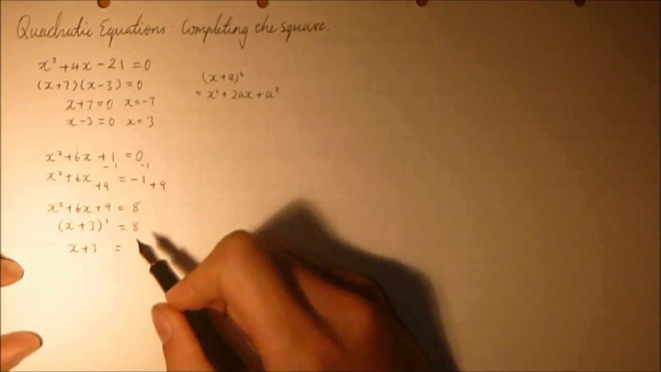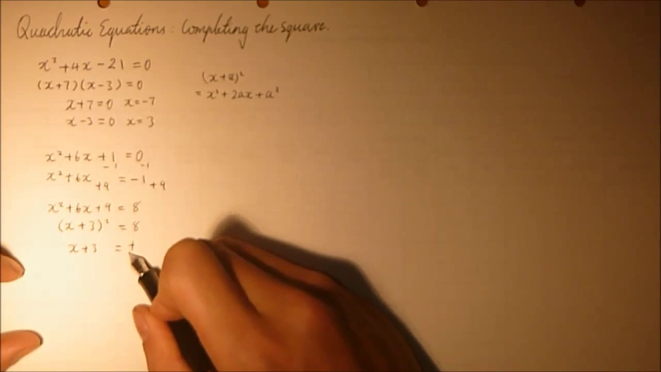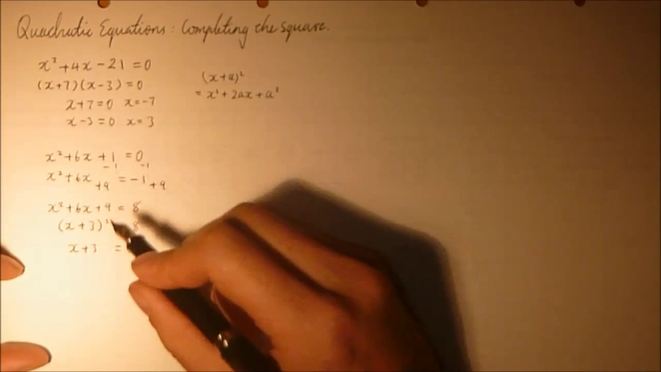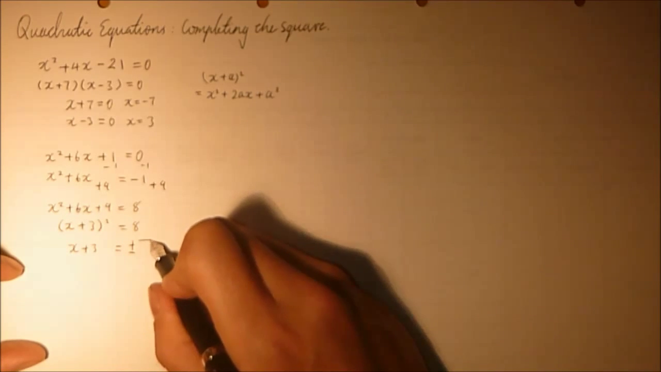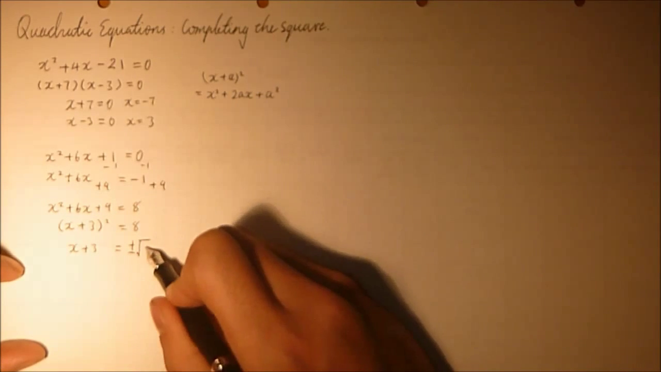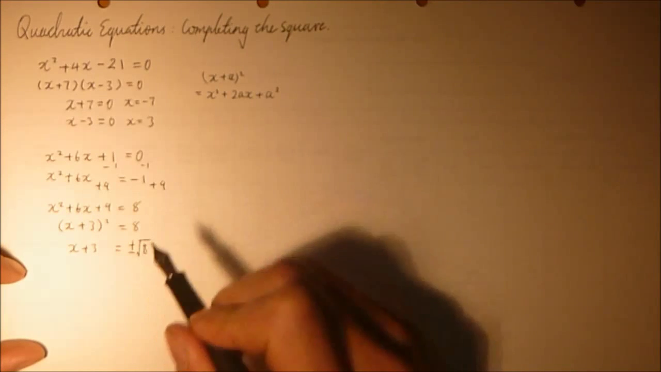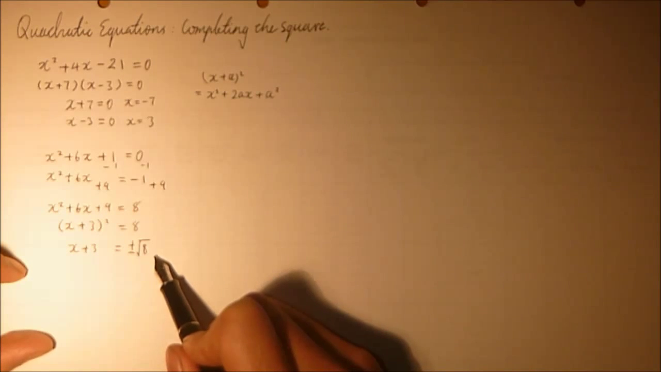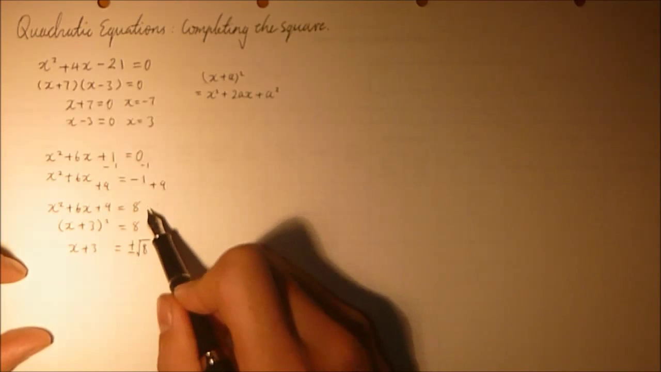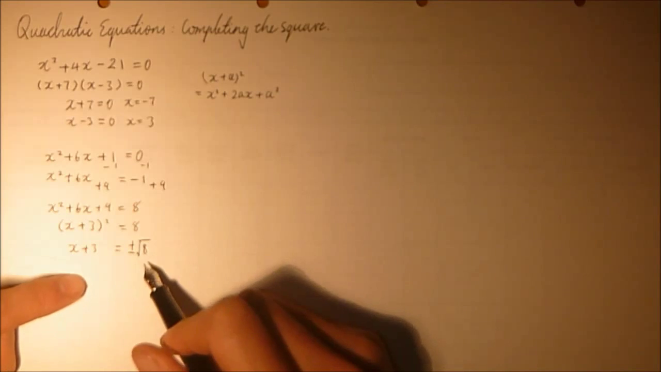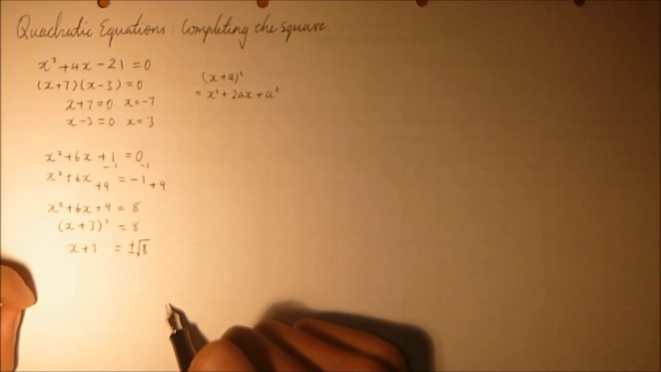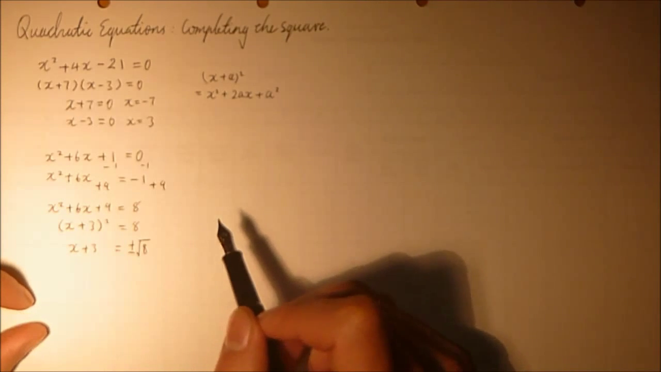One thing to pay attention to is that both positive and negative numbers, when squared, will yield a positive solution. So when you square root a number, you have to account for both possibilities. In this case, both the positive square root of 8 and the negative square root of 8, when you square them, yield positive 8. So now we have x plus 3 equals positive or negative square root of 8.